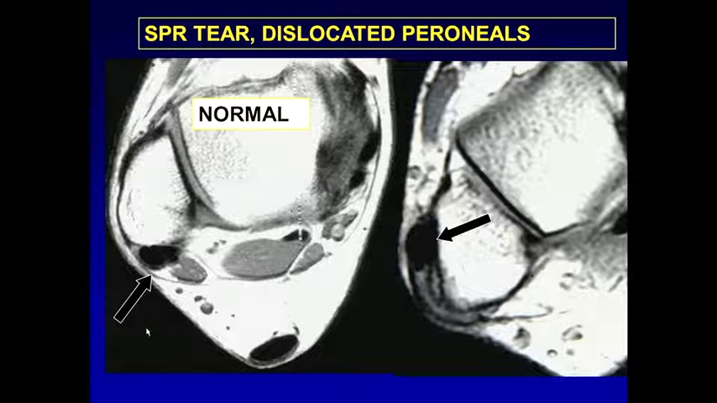Now moving on to the superior peroneal retinaculum, it is a fine low signal structure holding these tendons in place posterior to the distal fibula. This is a patient with stripped superior peroneal retinaculum and dislocation of the peroneal tendons.